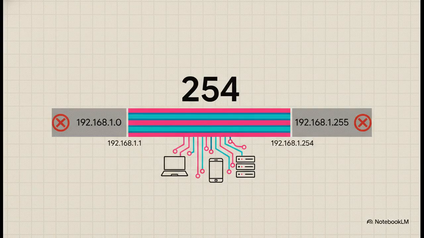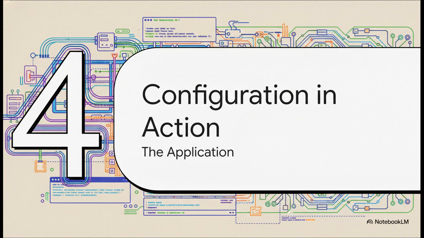Easy. And boom, there you have it. For that classic home network, the addresses you can actually assign to your devices start at 192.168.1.1 and run all the way up to 192.168.1.254. And that right there is where we get our 254 usable hosts. See, it all connects. Okay, theory is awesome, but it's time to get our hands dirty.